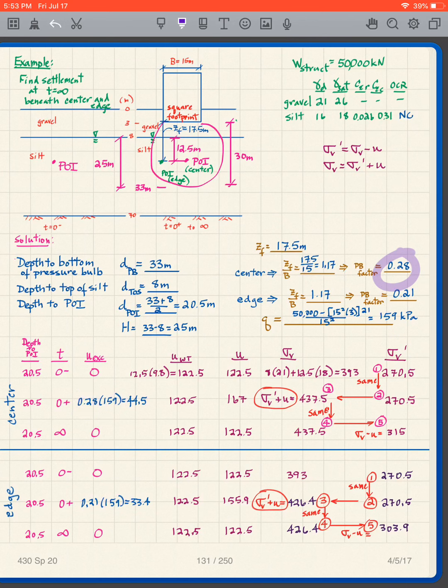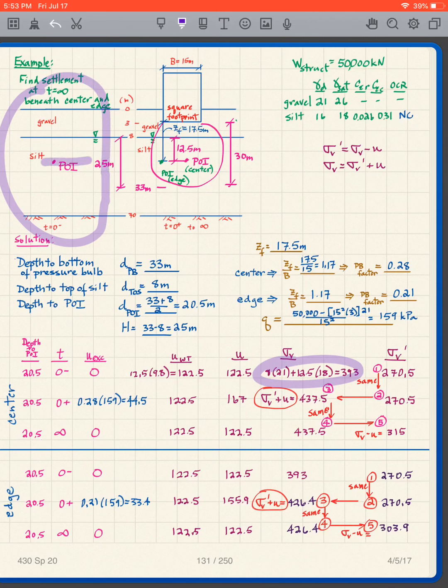And U water table, you can all get that. Sum those two to get the U. To get the sigma V at t equals 0 minus, well, I use this figure.